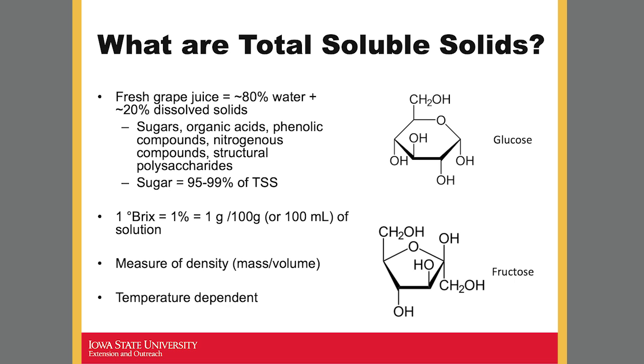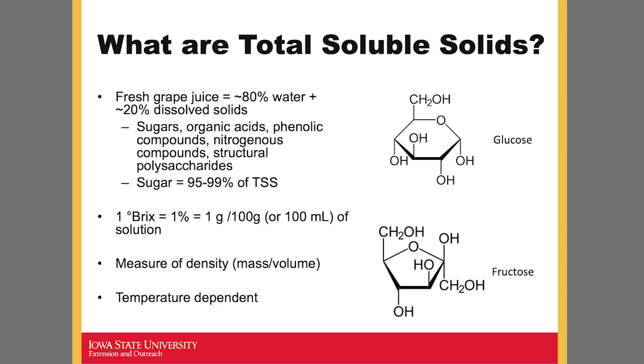Sugar is a big thing that everybody will think of when you're thinking about ripe fruit. And that contributes to total soluble solids. Total soluble solids is just the stuff that's dissolved in grape juice. So it's about 80% water with about 20% dissolved solids. And that 20% consists of sugars, organic acids, phenolic compounds, which are like the color compounds, tannins, nitrogenous compounds like proteins, and structural polysaccharides, similar to pectin, for example. Of that 20%, about 95 to 99% is sugar.